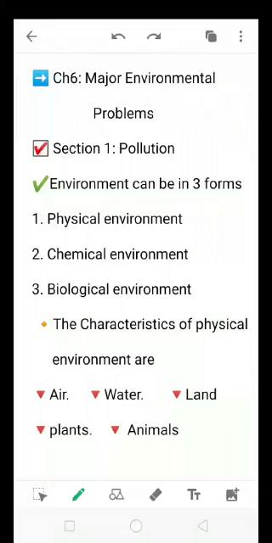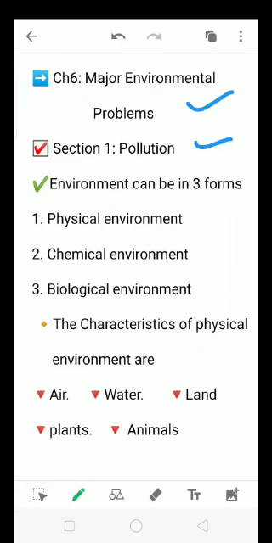So students, today we will start our Unit 6, Major Environmental Problems. It's Section 1: Pollution. Today we will read about why pollution is produced in the environment.